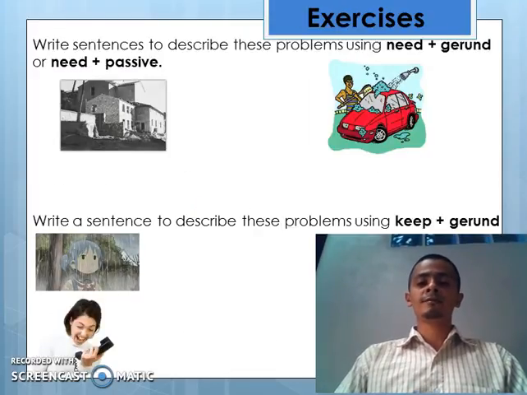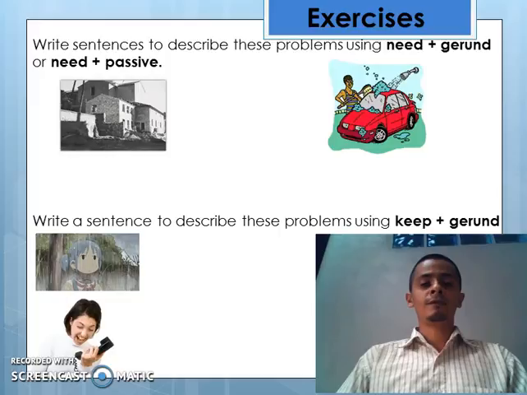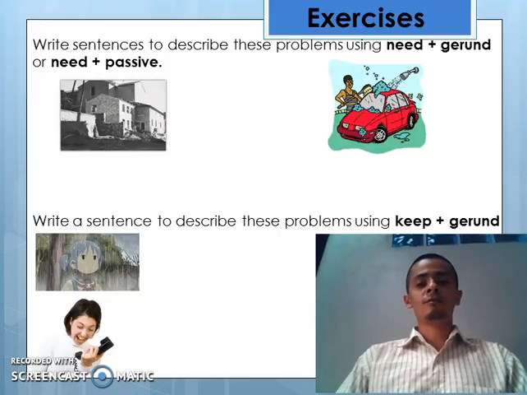I got some exercises for you. In the first exercise, you have to write sentences to describe these problems using need plus gerund or need plus passive. And the second one, write a sentence to describe these problems using keep plus gerund. I'm going to give you some minutes and then we are going to see what you have.